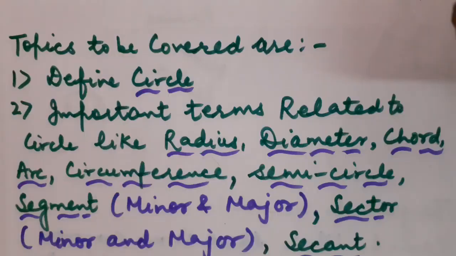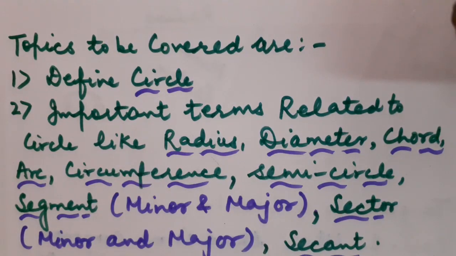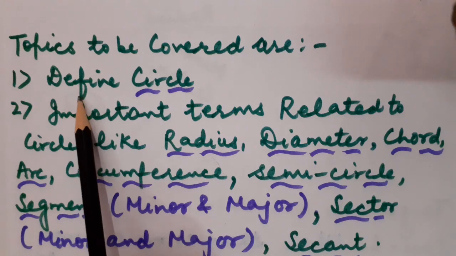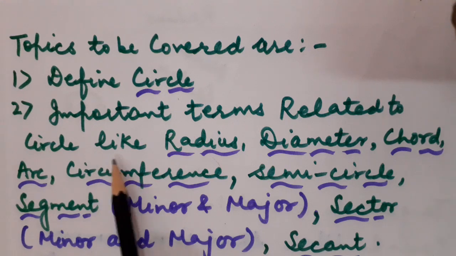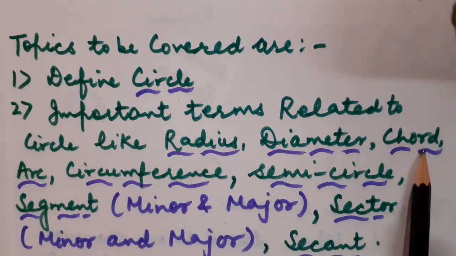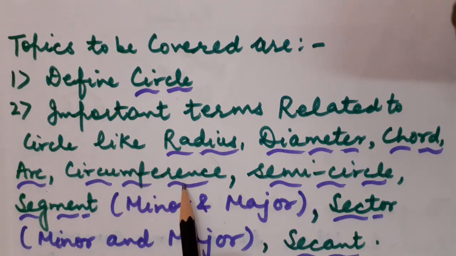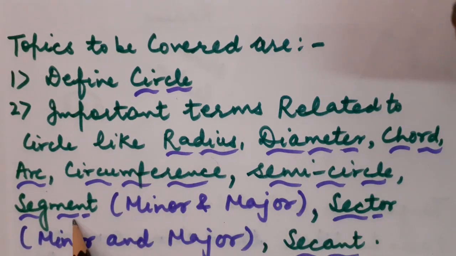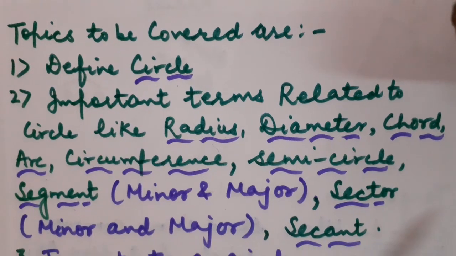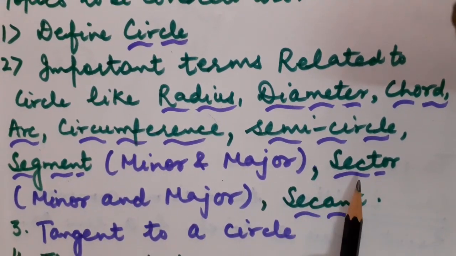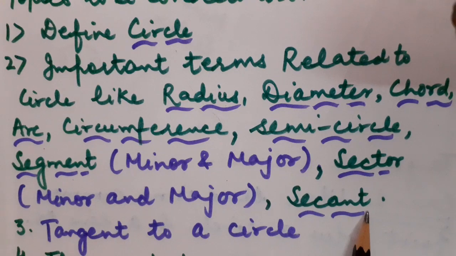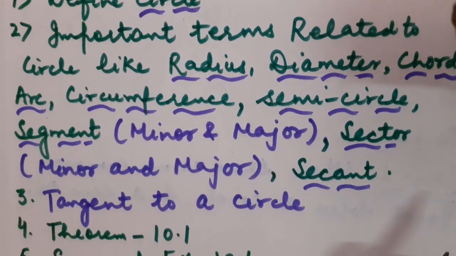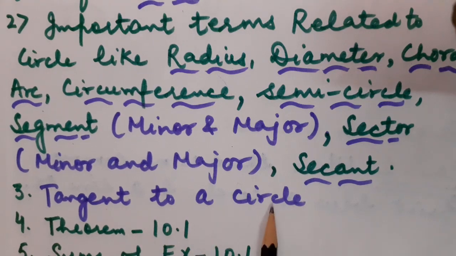Fine, children? The topics which I am going to cover in today's very first lecture of chapter number 10, circle, are: number 1, definition of circle; number 2, all the important terms which are related to the circle like radius, diameter, chord, arc, circumference of the circle, semicircle, segment of the circle, whether it is minor segment or major segment, sector of the circle, whether it is minor sector or major sector, and secant. Fine, children? After that, I will explain you the tangent to a circle.